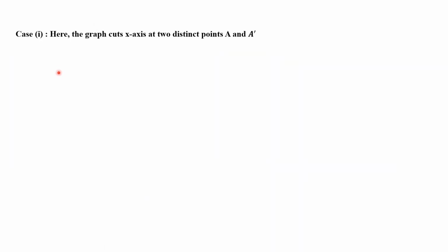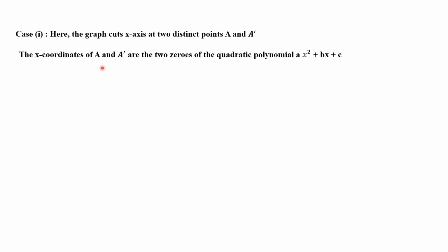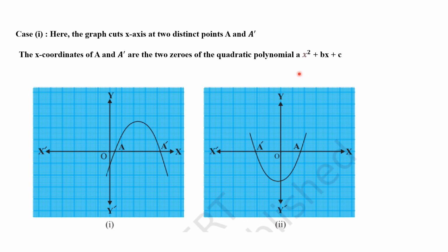Now in quadratic polynomial there are three cases. Now the first case is if the graph cuts the x-axis at two distinct points A and A dash. Okay, so the x coordinates of A and A dash are the two zeros of the quadratic polynomial. So this can be the case. Now depending on the value of a, this parabola will be open upward or downward, isn't it? If a is greater than 0, it will be open upward. If a is less than 0, it will be open downward. So this is the first case where you will get two zeros because the graph is intersecting the x-axis at 2 points. Clear? Now we will see the second case.